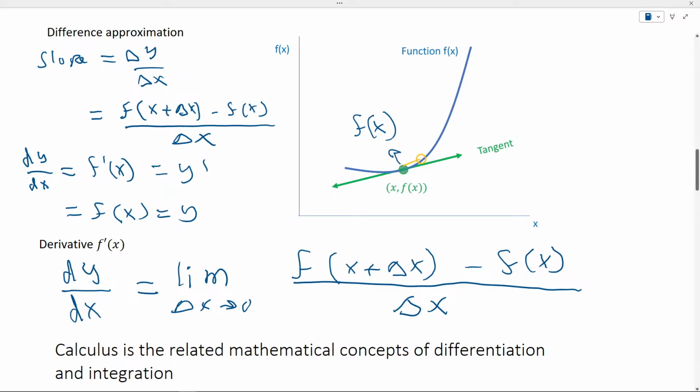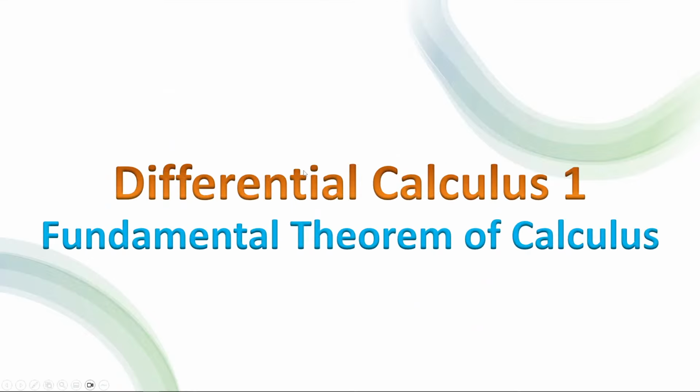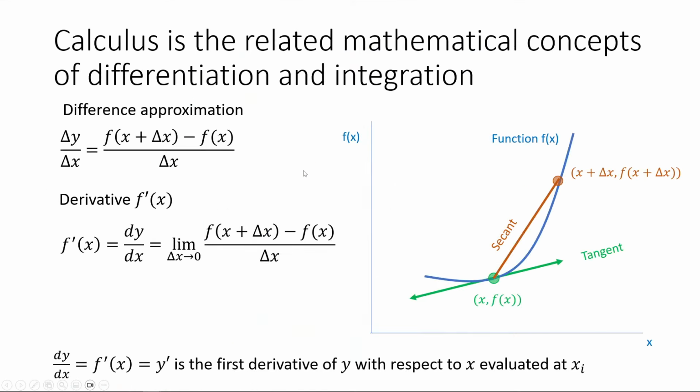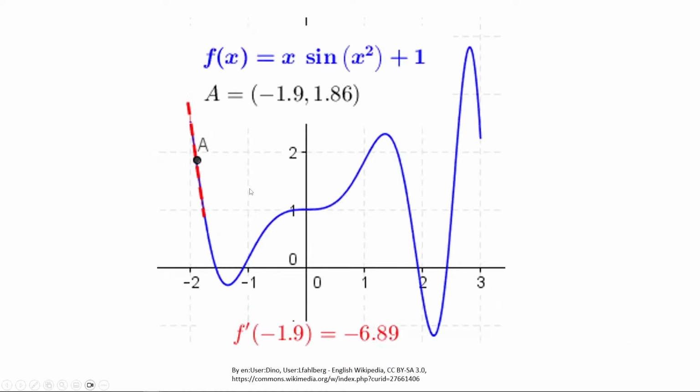Let me help you visualize this. Here is what I just explained: for this secant line, as this distance gets very small, the difference approximation can be written as the derivative. So here, let's visualize this.